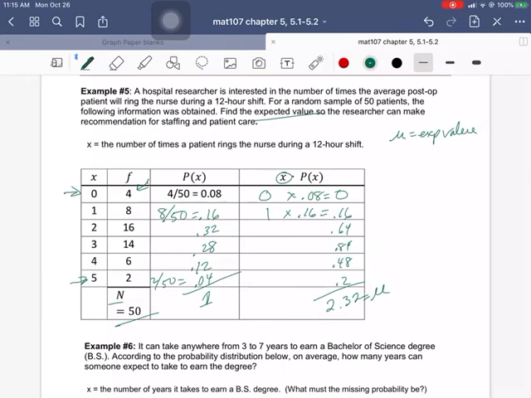Now, does that seem reasonable? Look back over here. What's going on? Most patients rang for their nurse about 2 or 3 times. So it seems reasonable that we get an expected value of 2.32, because it seems like that was the most common amount of times, so that you can plan your staff to meet those needs.